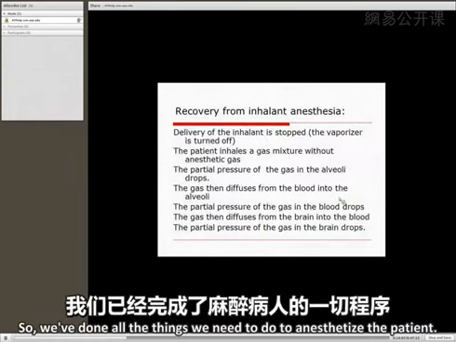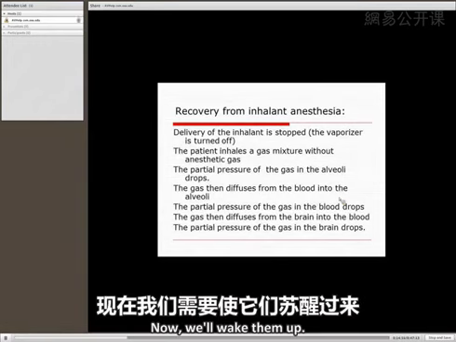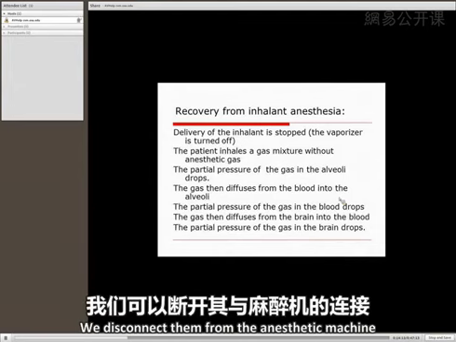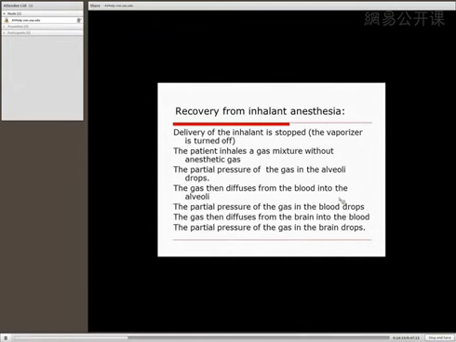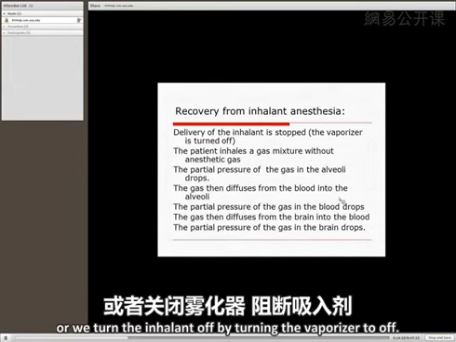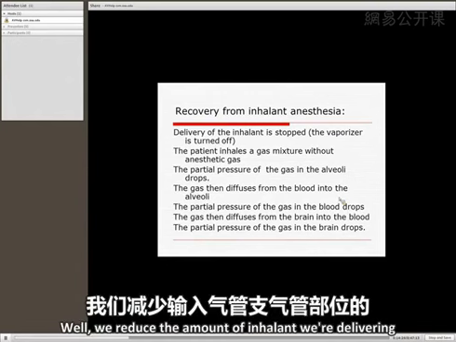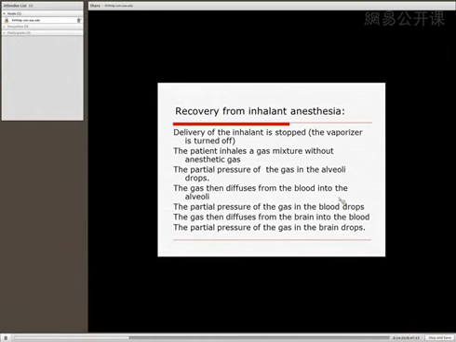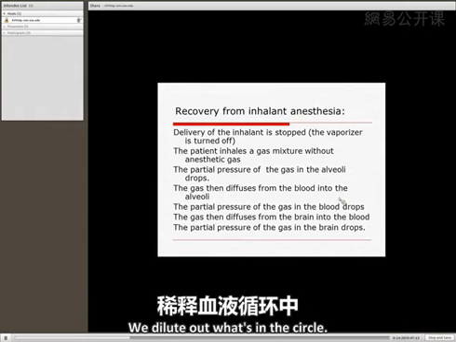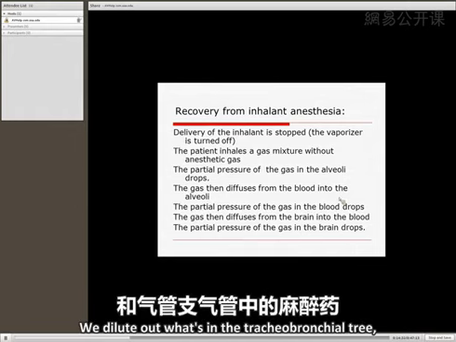Okay, so we've done all the things we need to do to anesthetize the patient. Now we wake them up. And it's easy to wake them up. We disconnect them from the anesthetic machine, or we turn the inhalant off by turning the vaporizer to off. So what happens then? Well, we reduce the amount of inhalant we're delivering to the tracheobronchial tree. We dilute out what's in the circle. We dilute out what's in the tracheobronchial tree.